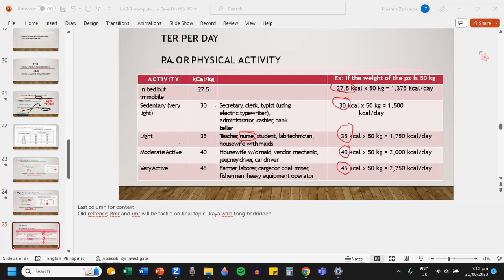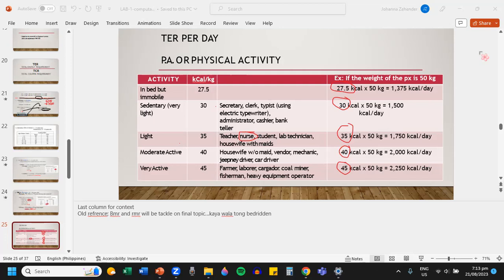Next, we have moderate active, which gives a kilocalorie per kilogram of 40. People who fall under this include housewives without maids, vendors, mechanics, jeepney drivers, and car drivers. And lastly, we have those individuals classified as very active in terms of physical activity, which is equal to 45. They give off 45 kilocalories per kilogram.